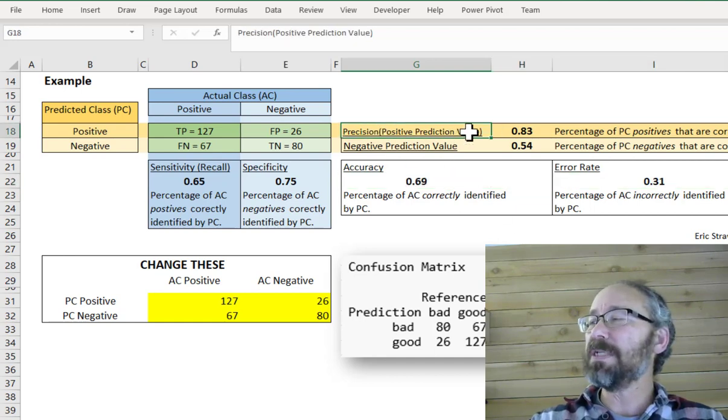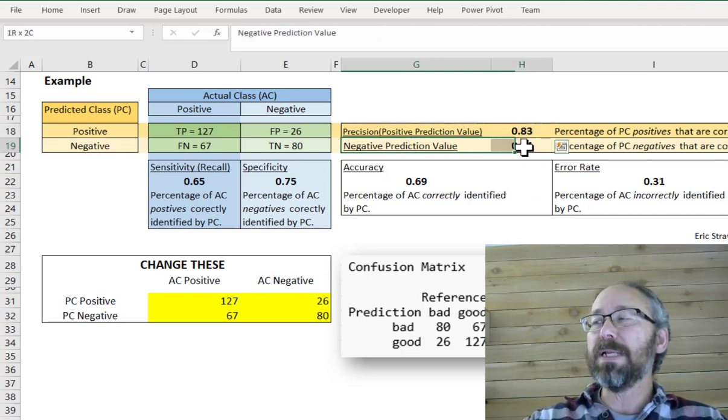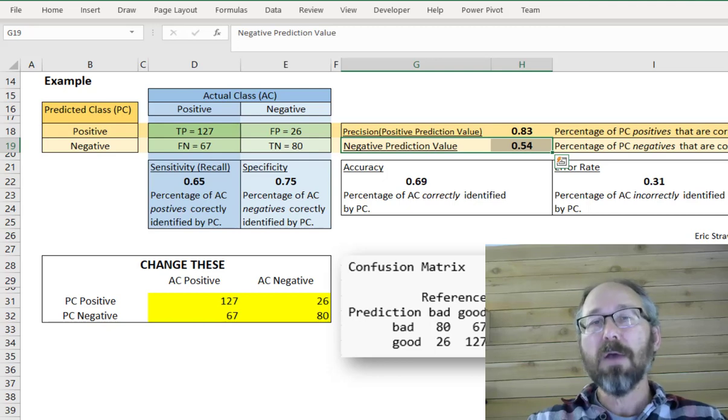Also, we have a precision of 83%. So the precision, the positive prediction value of the predicted class positives, 83% of those are correct. And then we have a negative prediction value of 54%. So of the predicted class negatives, 54% of those are correct. Okay, so there you have it, the confusion matrix. Now you can build this. It will be excellent practice for you to figure out how a confusion matrix works, as well as give you a tool for interpreting the confusion matrix.